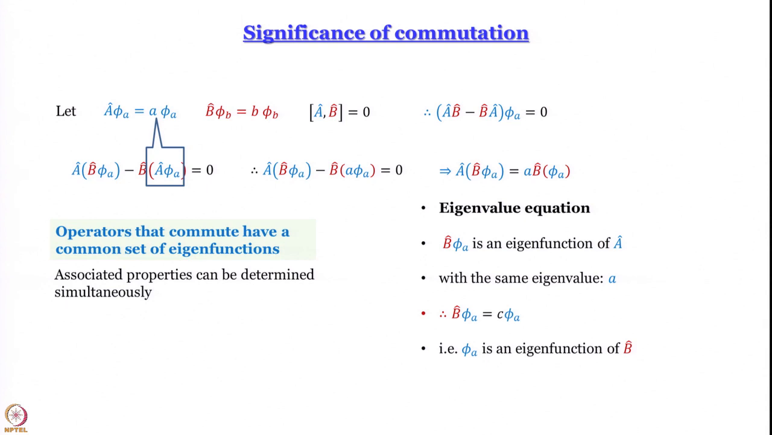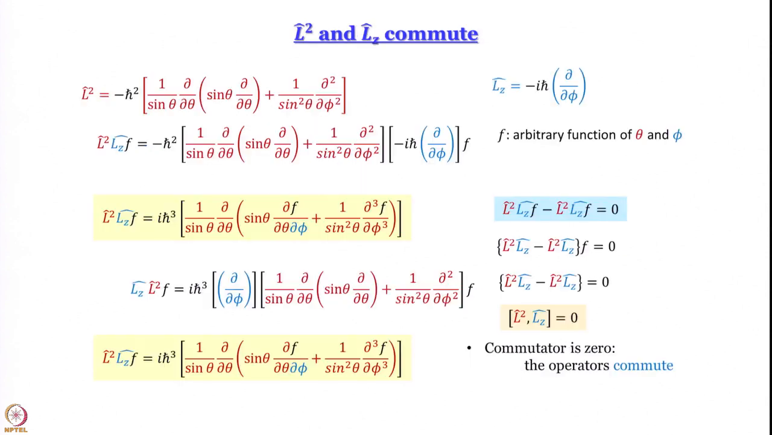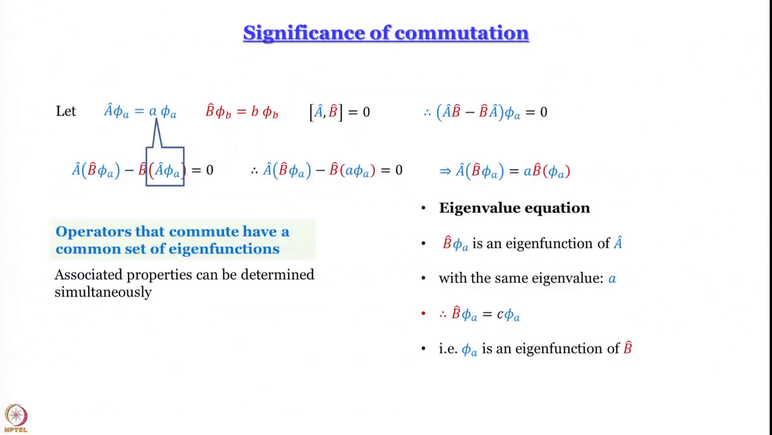Remember how quantum mechanics works? Whatever information is contained in the wave function can be brought out by applying the appropriate operator, the operator associated with that physical quantity. So, if the wave function knows the answer for the value of that property, it will spit it out as the eigenvalue. What we are saying is that if you have a set of eigenfunctions simultaneously for two different operators, that means you have eigenvalues for the two corresponding properties. So, the two properties can be determined simultaneously. Very, very important and profound quantum mechanical concept, something that is very central to quantum mechanics. Okay.